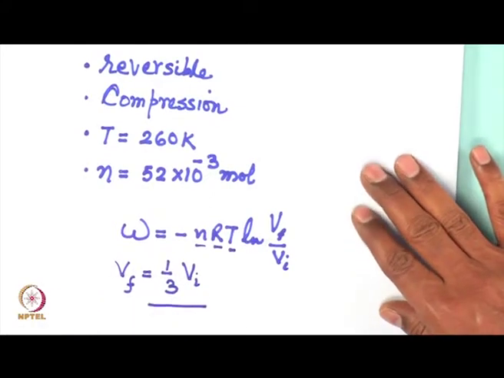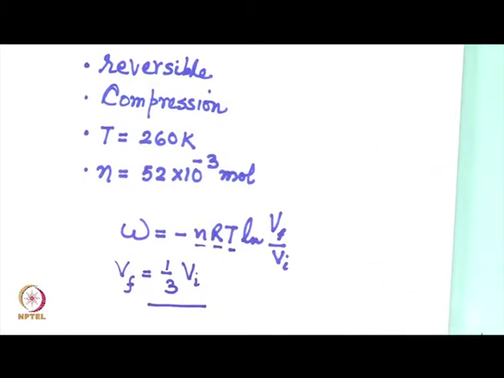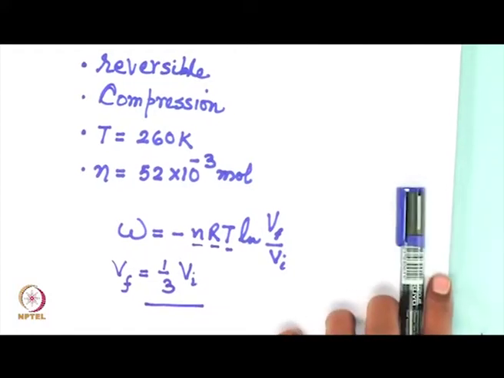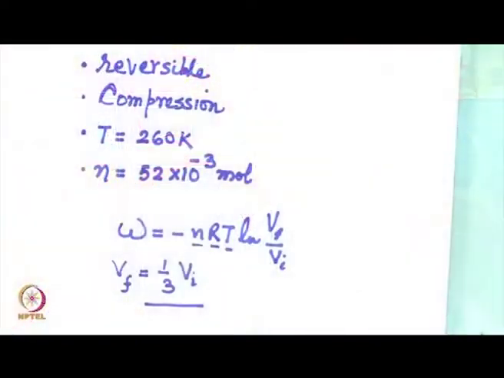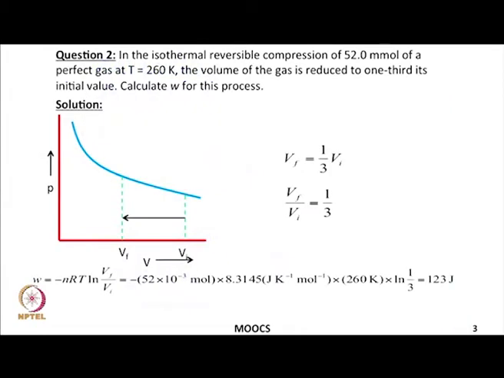Now, let us take a look at the slide. We are talking about going from some initial volume to some final volume. Final volume is lesser than the initial volume, which is 1/3 of Vi. So, Vf by Vi is equal to 1/3, and that is what we substitute into the formula, minus nRT log V final over V initial.